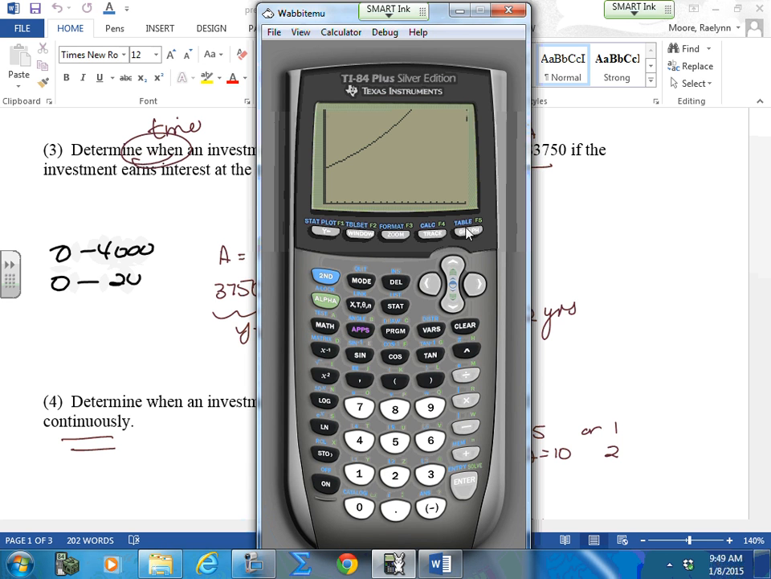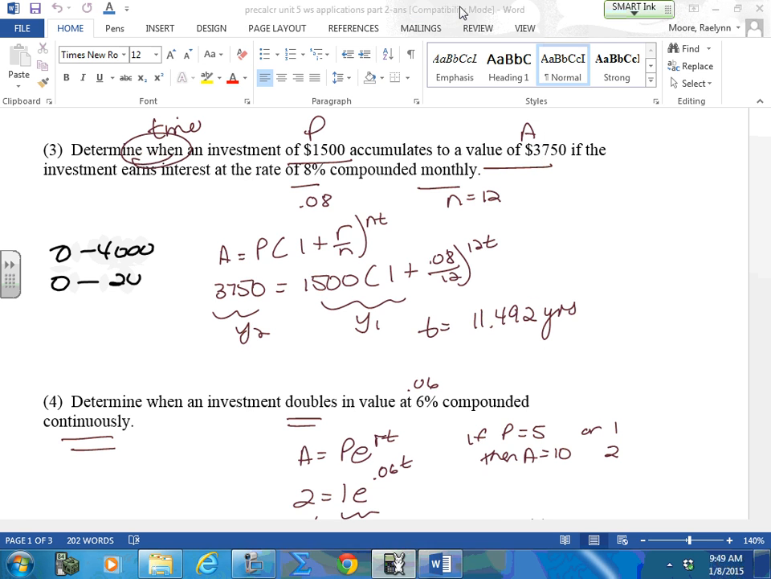And here's where I reach my max. And then I just do an intersect. Second, trace, number 5. You got to hit it 3 times. That's your X. It's going to take 11.492 years for that to reach that value that I wanted to get. Okay? And think this out reasonably.